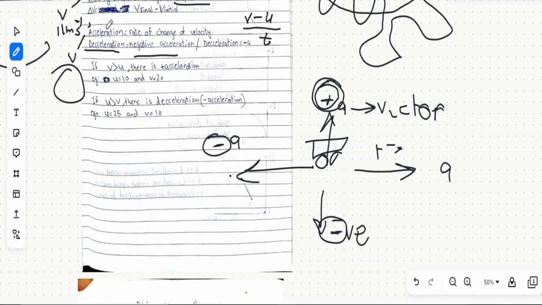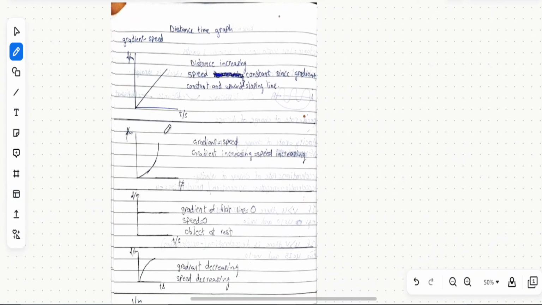So let's move on with graphs. Graphs are very important. For now, you only need to know the distance, the speed, and the acceleration graphs. Remember that in a distance-time graph, the gradient is your speed or velocity. In the case of distance, it's going to be speed. In the case of displacement, it's going to be velocity.